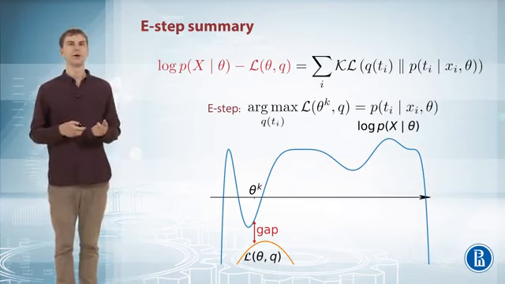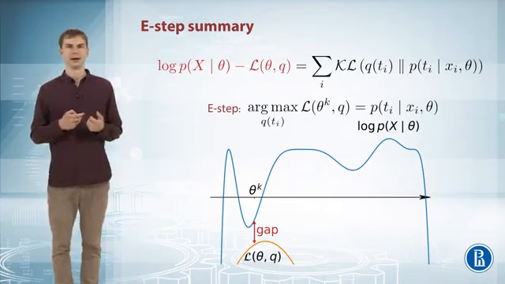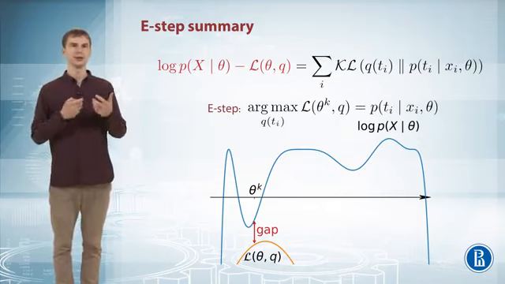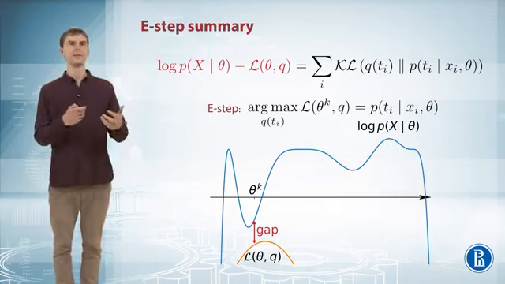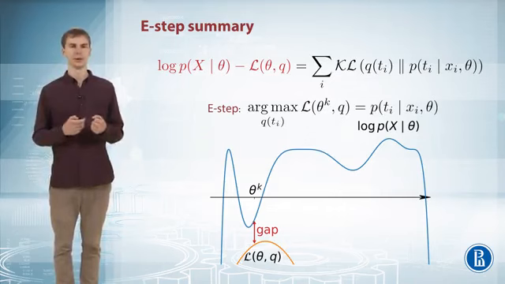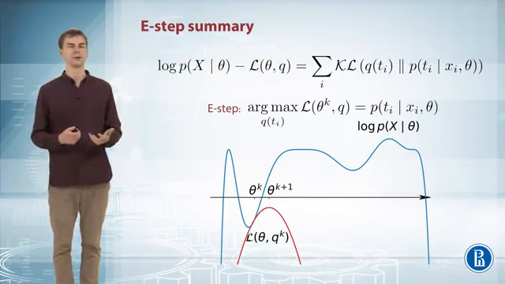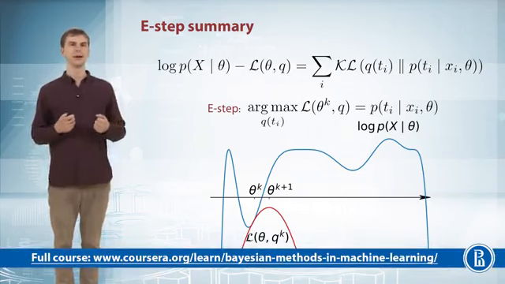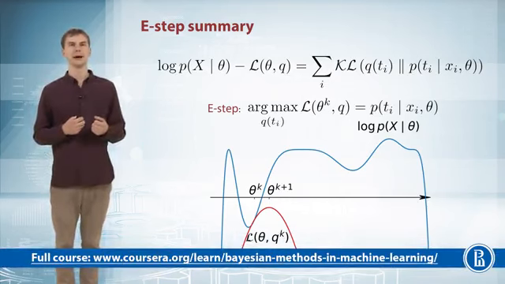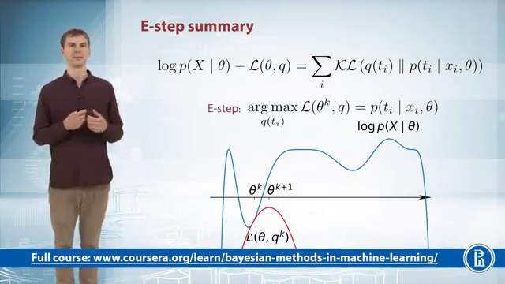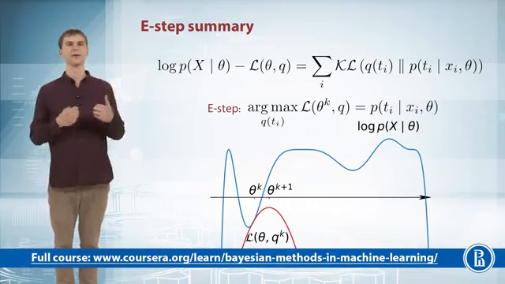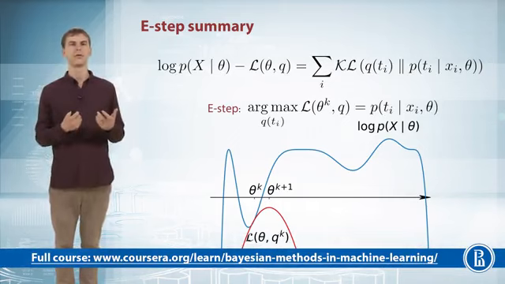So this is our optimal solution to the E step. Just set Q to be the posterior with the current values of the parameters, and it minimizes the gap to be 0, because the KL distance is now 0, and so the lower bound becomes accurate at the current point. The gap is 0, so the value of the lower bound equals the value of the log likelihood.